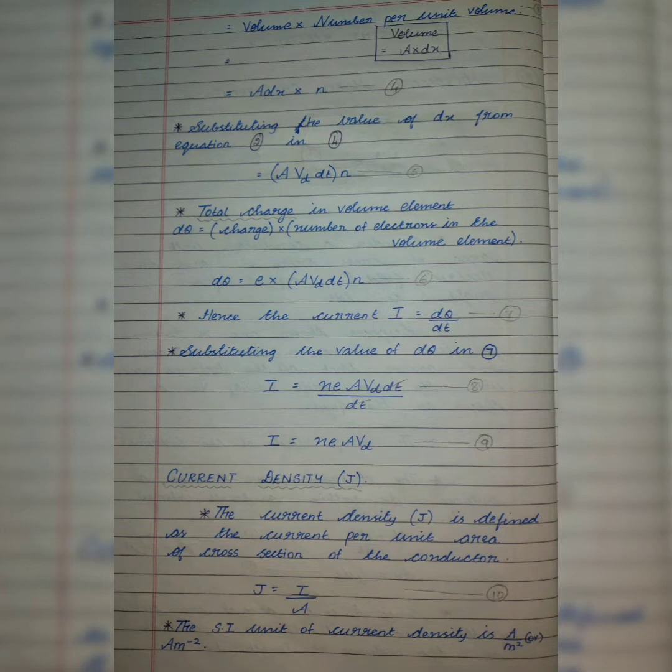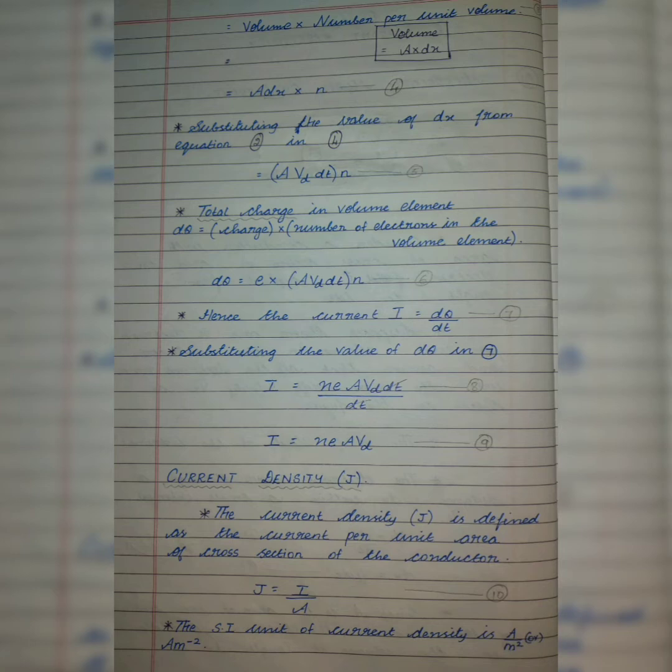Now from equation number 2 we know that dx is equal to vd into dt. We have to take this value of dx from equation number 2 and substitute it in equation number 4. In place of dx, we substitute the value vd into dt. So A into vd dt into n. So the total term is A vd dt into n. We can consider this as equation number 5.